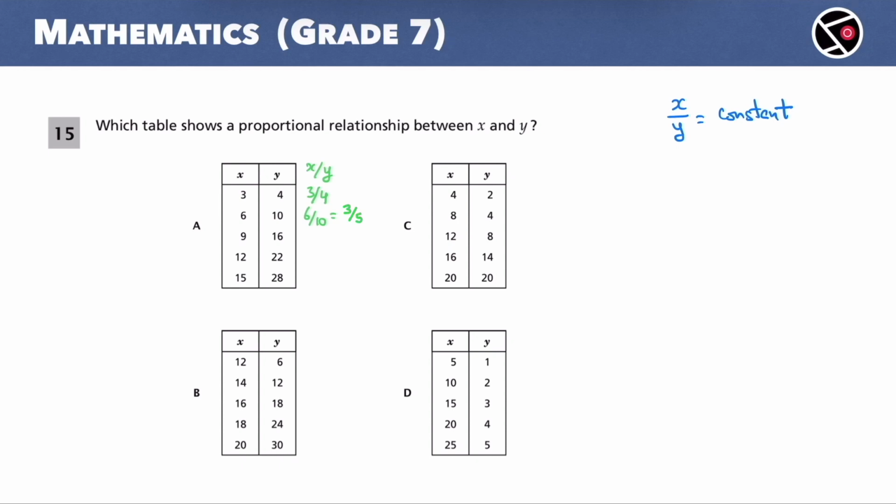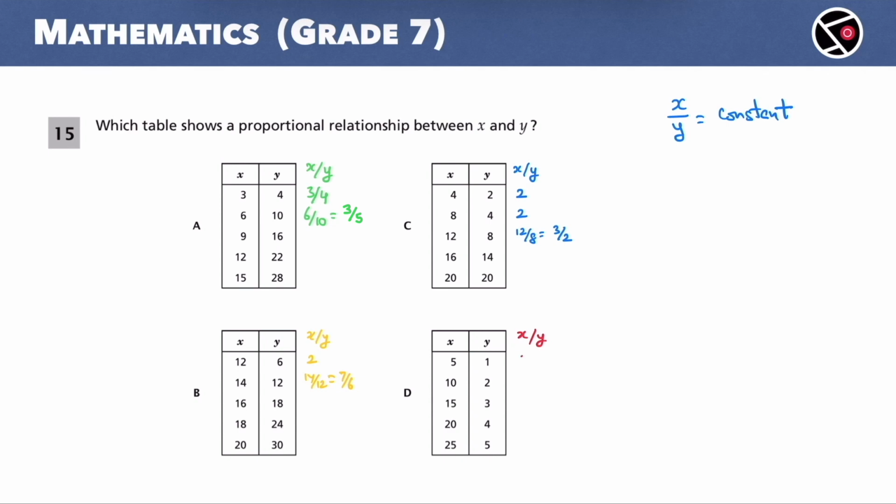There is a mismatch. Let's move to C. 4 by 2 is 2. 8 by 4 is 2. 12 by 8 would be 3 by 2. There is a mismatch. Let's move to B. 12 by 6 is 2. 14 by 12 would be 7 by 6. A mismatch. The last option, D.